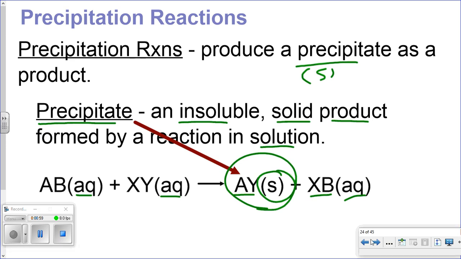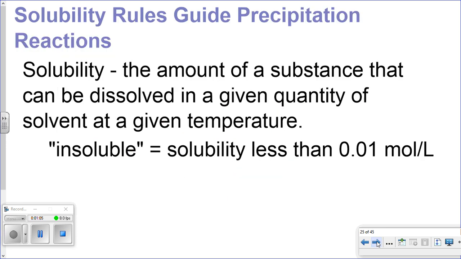That's precipitation, again, forming that solid product. It's insoluble. So let's go one step further and look at the idea of solubility. Solubility rules guide precipitation reactions. The idea of solubility is the amount of substance that can be dissolved in a given quantity of a solvent at a given temperature. So this is actually important. It's the amount of something that can be dissolved in an amount of solvent, typically water, and we have to factor in temperature.